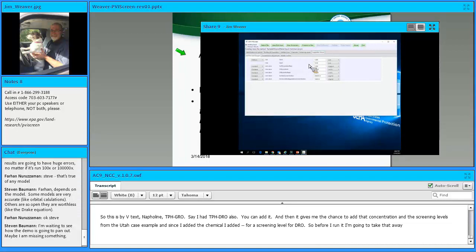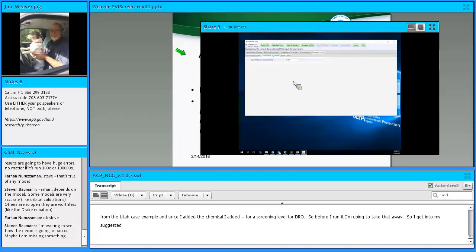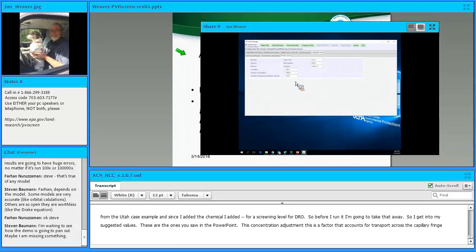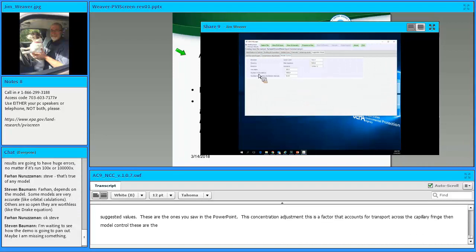So I get into my suggested values. These are the ones you saw in the PowerPoint. This concentration adjustment, this is this factor that accounts for transport across the capillary fringe. And then model control, these are the ones that for the most part you really wouldn't touch except if you wanted to increase the number of simulations.